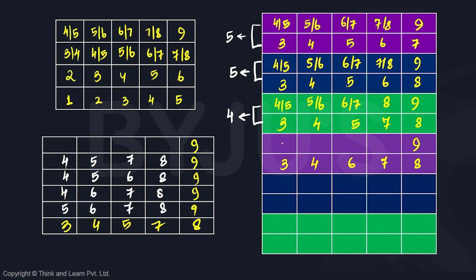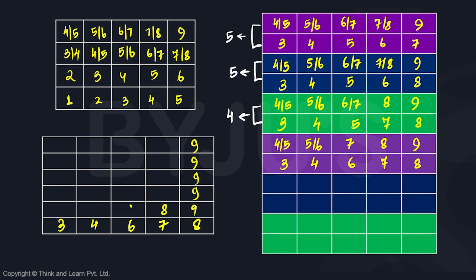So above 3 we can have 4 or 5, above 4 we can have 5 or 6, above 6 it has to be only 7, and above 7 only 8, right? So let's find out how many cases we are going to have from this scenario. So this is 3, 4, 6, 7 and 8.